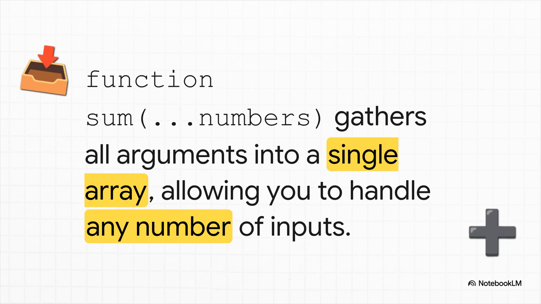This sum function is the perfect example. It literally doesn't care if you give it 2 numbers or 200. That ...numbers syntax does all the heavy lifting, collecting everything into a simple numbers array. So now your function's logic can be super simple. Just work with the array. And you don't have all that messy argument juggling code at the top.